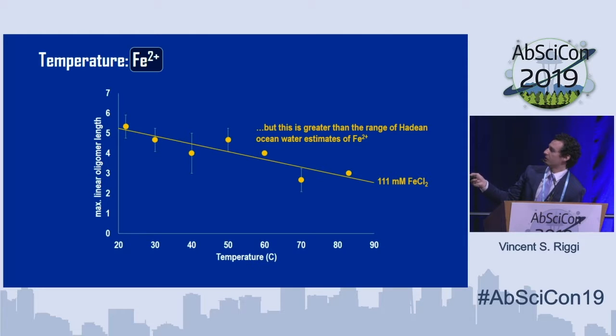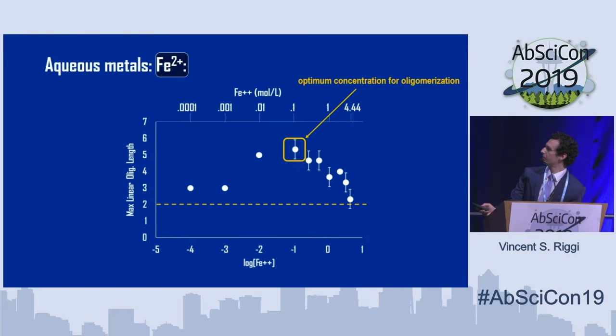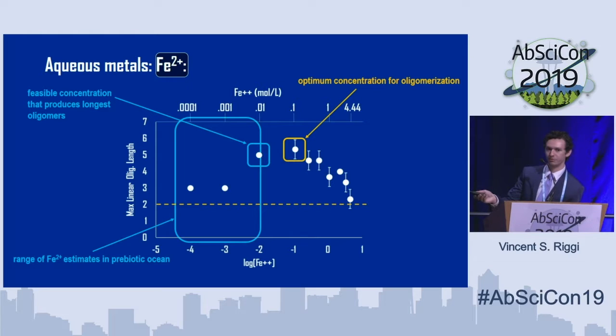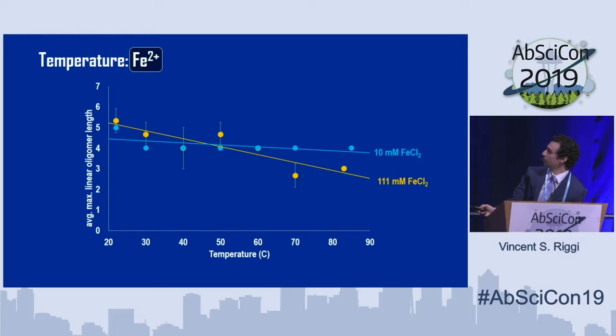However, this concentration is outside the feasible limits for prebiotic iron in the early ocean. So we have our optimal concentration, and then this is sort of the range of estimates in the literature for prebiotic ocean iron. So we have this other point up here. This is sort of the maximum feasible concentration. So let's take that instead and ask ourselves the same question. Well, this is what it looks like in blue. And we don't see that decrease in oligomerization with temperature. In fact, we beat out the higher concentration when we get out to 80 or 90.